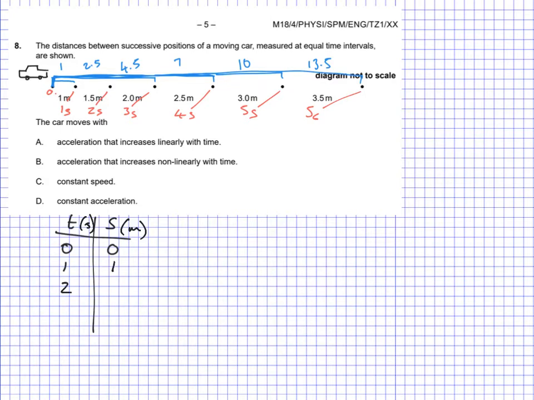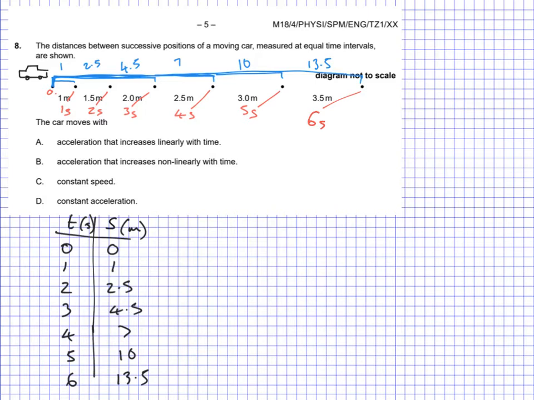At 2 seconds, it's going to have traveled 2.5. At 3 seconds, it's going to travel 4.5. At 4 seconds, it's going to have traveled 7. At 5 seconds, it would have traveled 10. And then at 6 seconds, it will have traveled 13.5. I just realized I wrote the wrong thing. So let's change that. That's going to be 6 seconds. There we go. All right, so we're going to make a little bit of a sketch graph here.